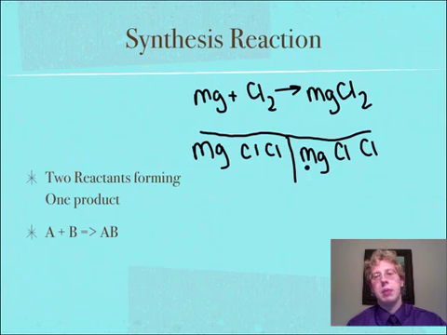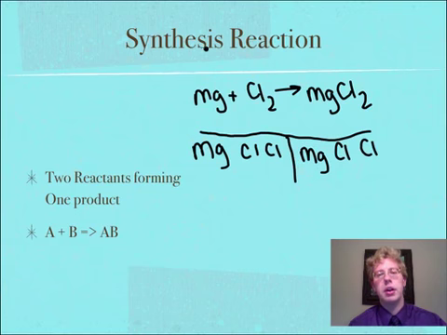The next step that I'm going to look at here is on my product side, do I have anything besides the product I'm trying to make? I'm trying to make magnesium chloride, and so I only have MgCl2 present on the product side. And then I need to determine, are both sides balanced? Same number of magnesiums and chlorines on each side, and this is also true.